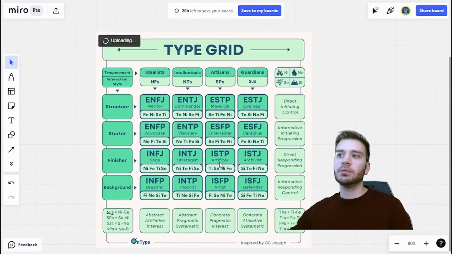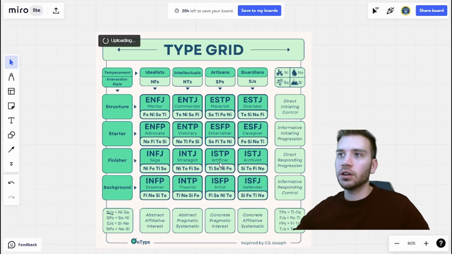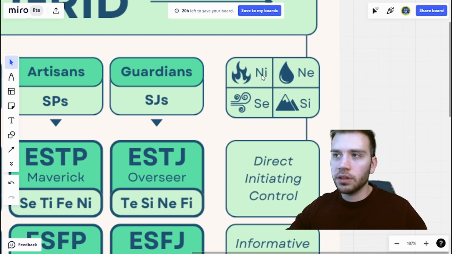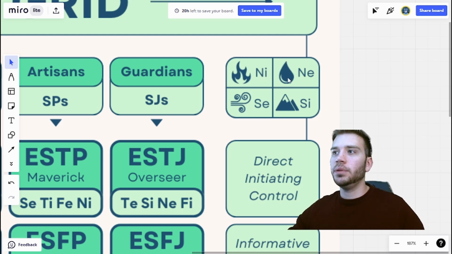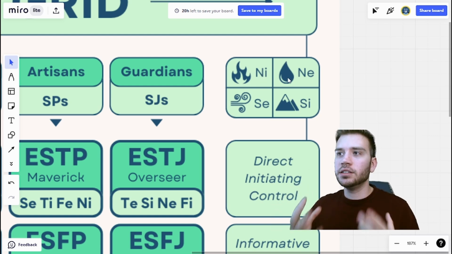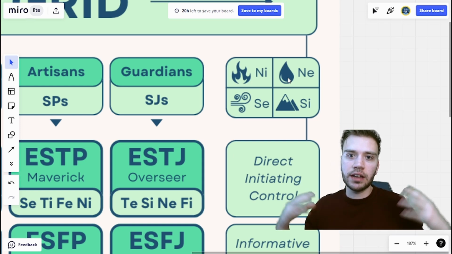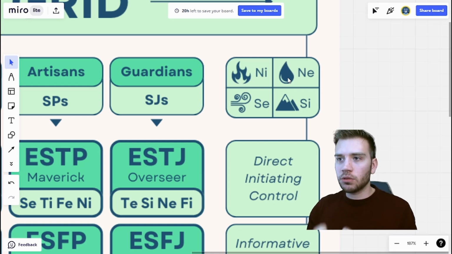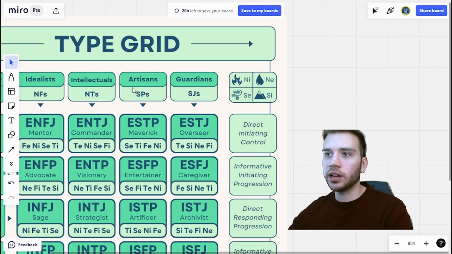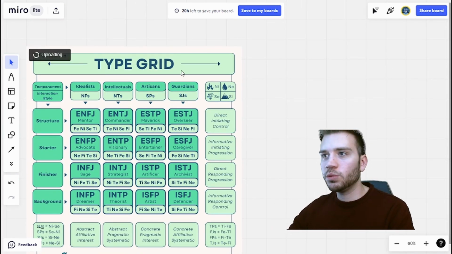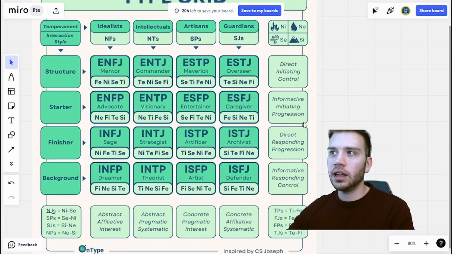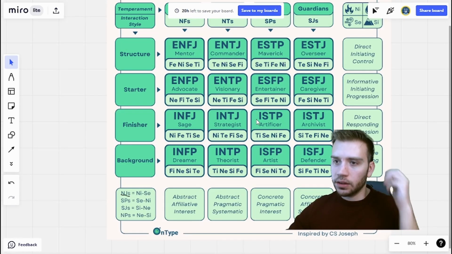So when you're looking at the type grid, there's lots of different things you can learn. We have the elements up here for fun, Ni being more associated with fire and passion, Ne being associated with flexibility and being able to change and move, Se being associated with physics and physically changing things like wind, and Si being the earth, the ground, the rock, that's very stable. So if you're an ESTJ and wondering which one you have more, you know that you have Si more, so you're more like a mountain, or you can use that abstract way.